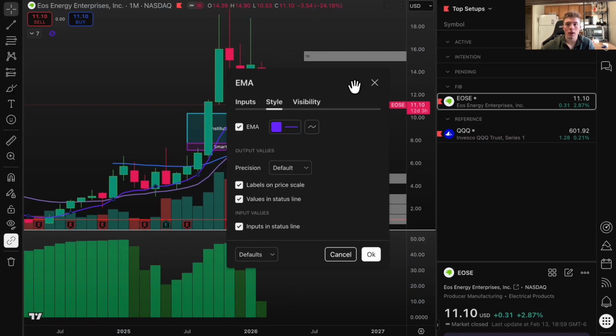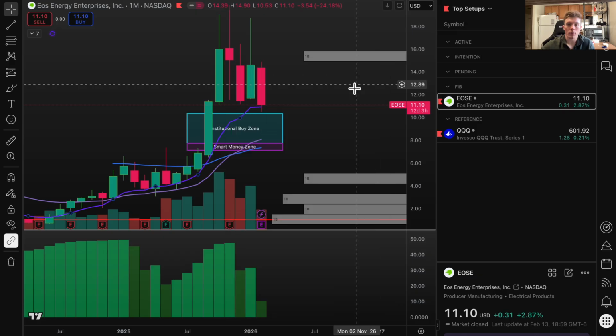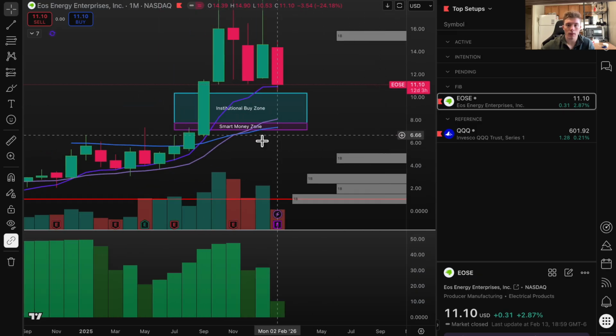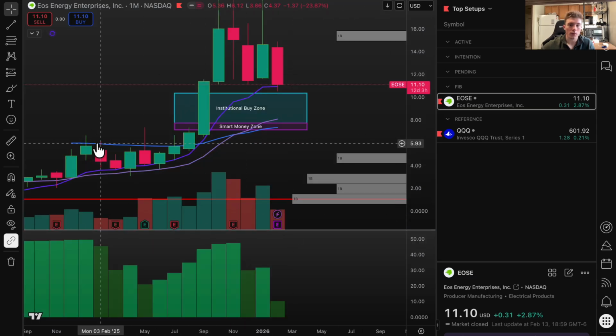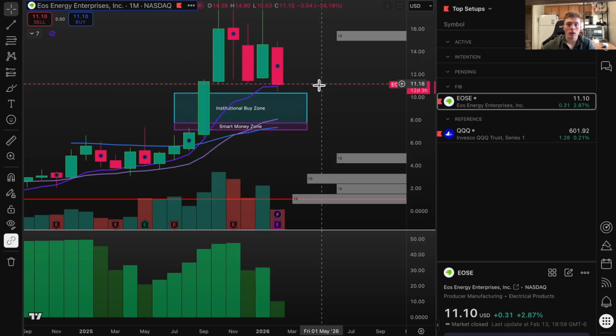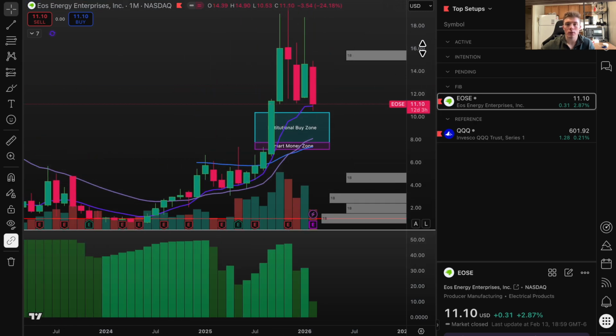So I guess I could explain my charts. Here's the 9 EMA, this purple line. This light purple line is a 21 EMA, and then this is a 50 right here. So just based on this, we're bullish on this stock.